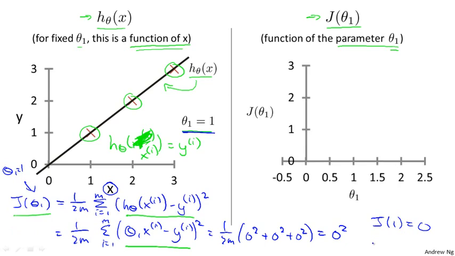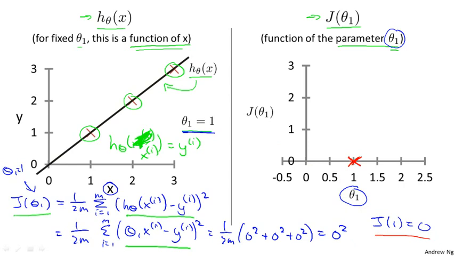What I'm going to do on the right is plot my cost function j. And notice, because my cost function is a function of my parameter theta 1, when I plot my cost function, the horizontal axis is now labeled with theta 1. So I have j of 1 is equal to 0. So let's go ahead and plot that. I'm going to end up with an x over there.